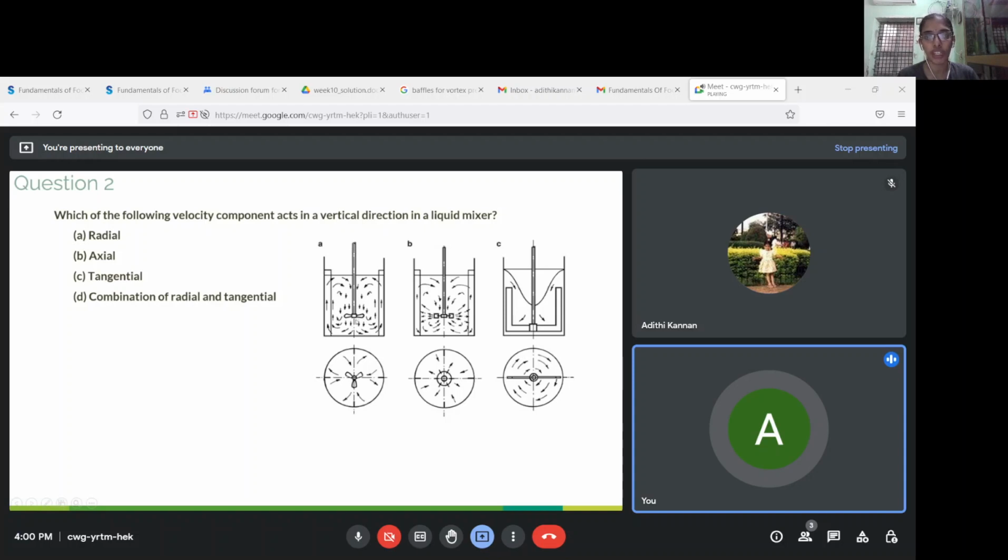The liquid is flowing downwards, parallel to the shaft, and then it goes upwards and back again downwards. So here you can see a vertical direction of the liquid flowing, and it is parallel to the shaft. This is known as an axial flow pattern.